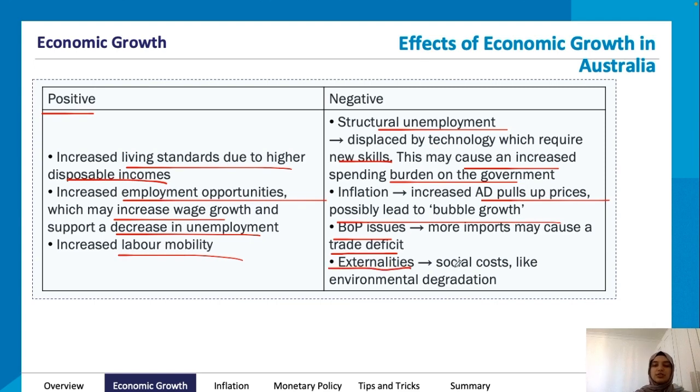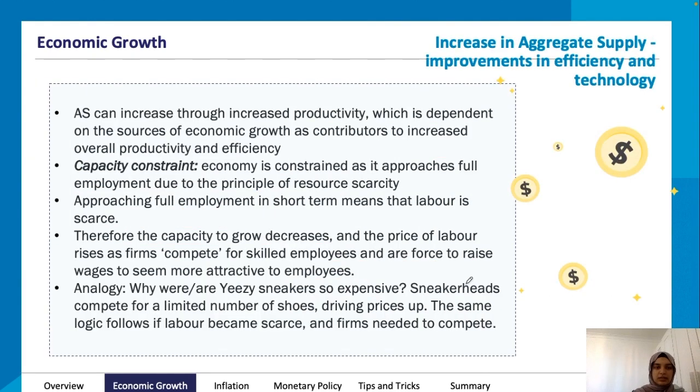Externalities, so social costs like environmental degradation. If you've been through the environmental sustainability topic, this may be something you already are aware of. But this idea that we need to consider more than just the economy and economic growth, because we also have the environment which is impacted, like we talked about with land, right? If we're just focused on economic growth, we're producing things at a mass rate, it's causing pollution, all of these things, that's going to have negative impacts on the environment, which is not something that is good for the economy and the overall country, I guess.